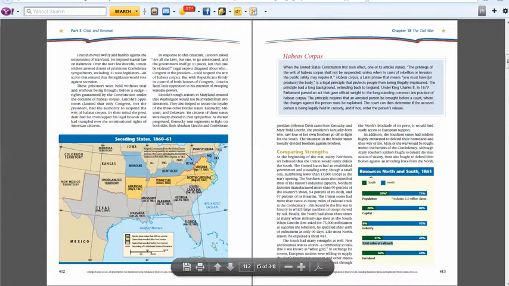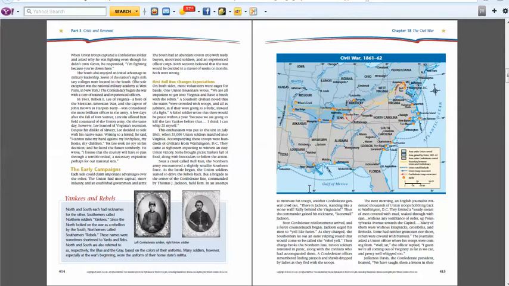If you look at the resources of the North and the South in 1861 and compare the green portion of this to the blue portion, which is the North, you can see that overwhelmingly the North had the advantage in many areas as far as resources would go. But that didn't mean that the North held every advantage. The South was also fighting to defend itself.